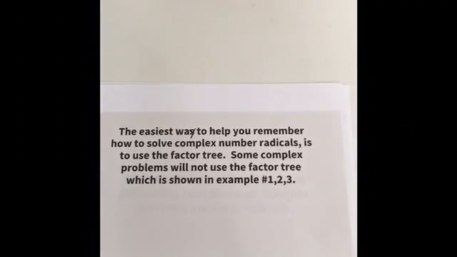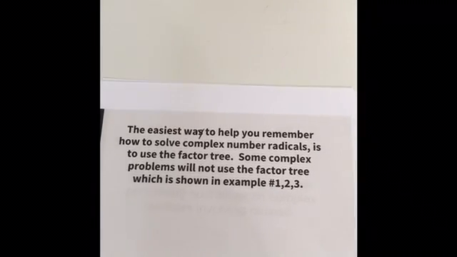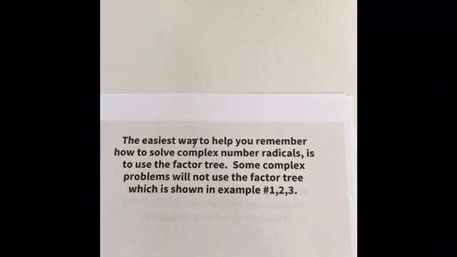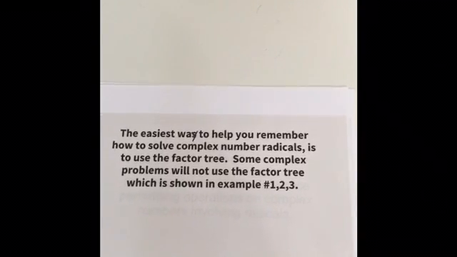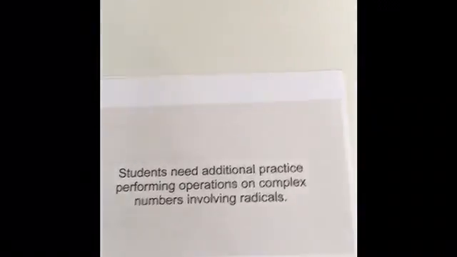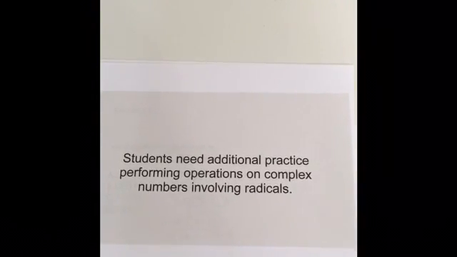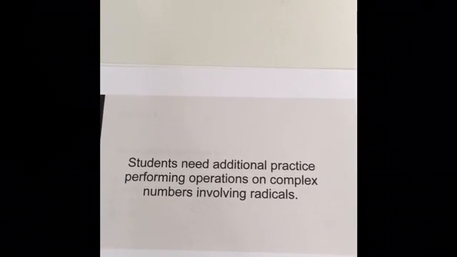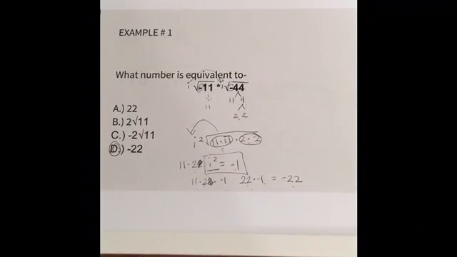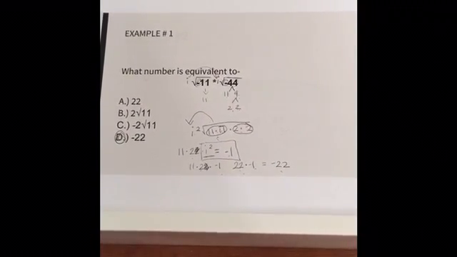The easiest way to help you remember how to solve complex number radicals is to use the factor tree. Some complex problems will not use the factor tree, which is shown in examples 1, 2, and 3. Students need additional practice performing operations on complex numbers involving radicals. Example 1. What number is equivalent to the square root of negative 11 times the square root of negative 44?